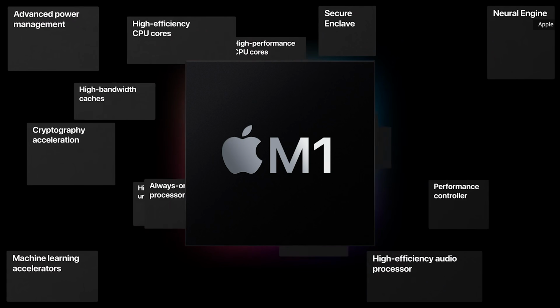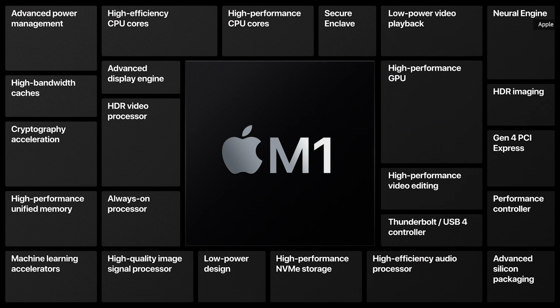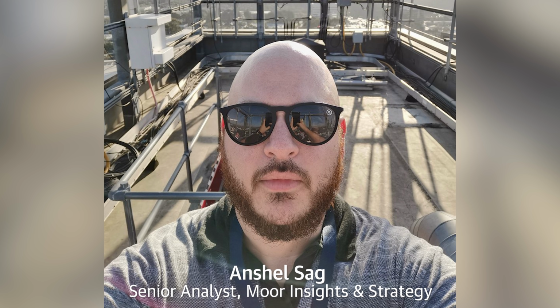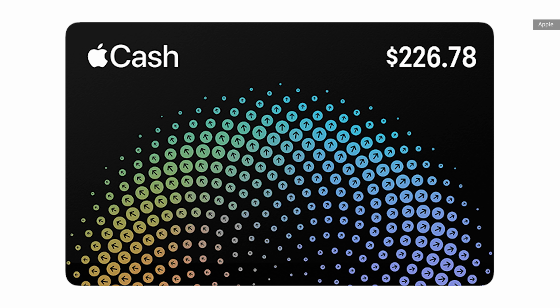The M1 is more than just a CPU as well. This SoC also includes a host of accelerators and coprocessors, like an image processor, matrix coprocessor, signal processor, neural engine, secure enclave, and others. These are likely boosting performance in some cases as well, though it's a little harder to isolate their effects. According to Anshul Sag at Moor Insights and Strategy, the real appeal to Apple of making their own chips might not be performance, but cost.